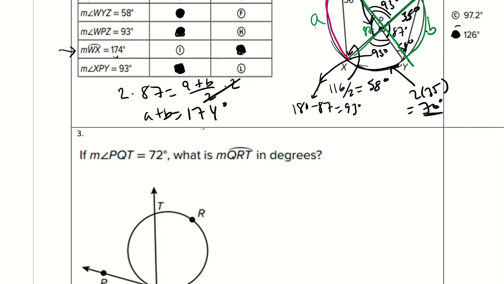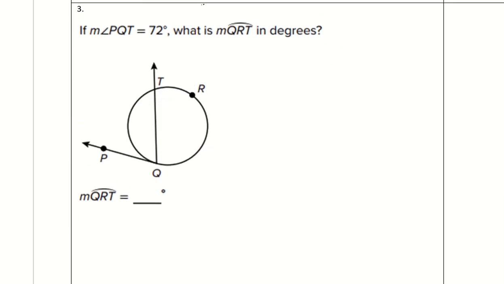All right, so this one, PQT. PQT is 72, so this is 72 degrees. What is the measure of arc QRT? So QRT, okay, so we're trying to figure that out. We'll call that X. Okay, so the theorem states that if I have a tangent and a secant that basically look like an inscribed angle, but they're actually not an inscribed angle. And what I mean by that is that the vertex is actually on the circle.